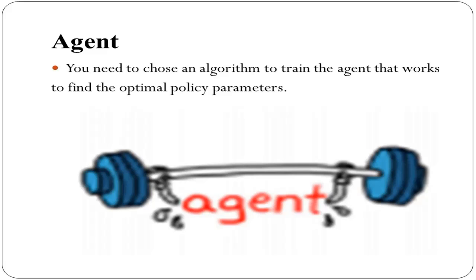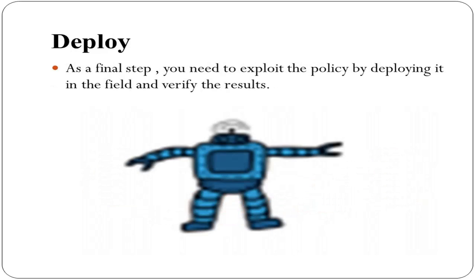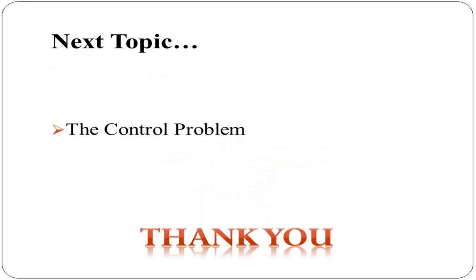You need to choose an algorithm to train the agent that works to find the optimal policy parameters. As a final step, you need to exploit the policy by deploying it in the field and verify the results. The next topic in this module is the control problem.